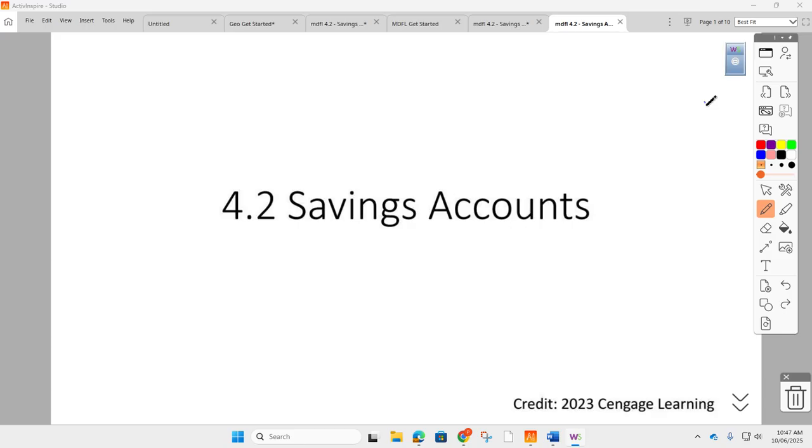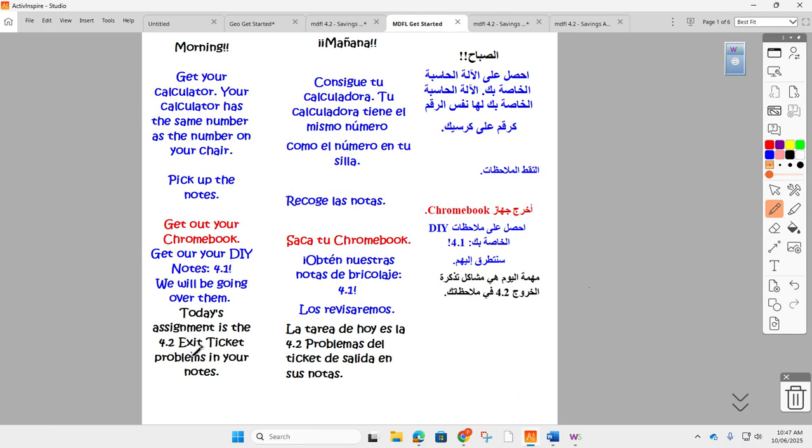One of the things you might have noticed at the beginning: what do you do for the start of the class? It said today's assignment is the 4.2 exit ticket problems in your notes. We're not going to do all of the problems in your notes. We're going to do most of them, and you're going to have 4 or 5 problems that you're going to do at home, and we're going to call that your exit ticket. That's just proof that you tried. Hopefully you know how to do the questions we covered in the notes. Does that make sense? Okay.